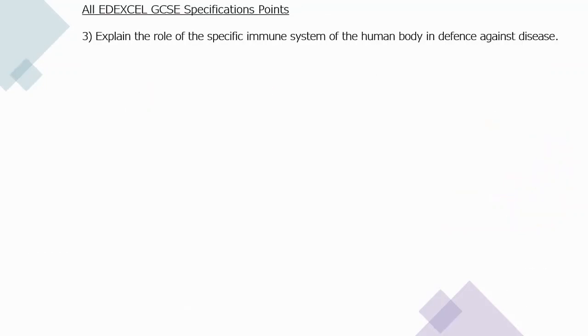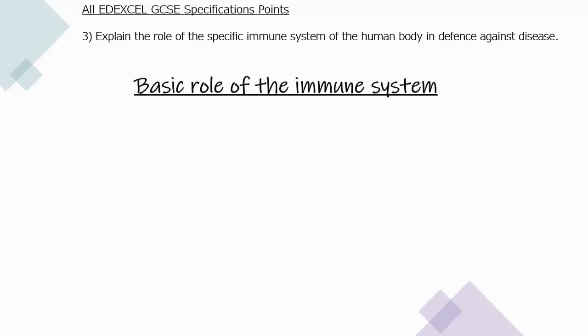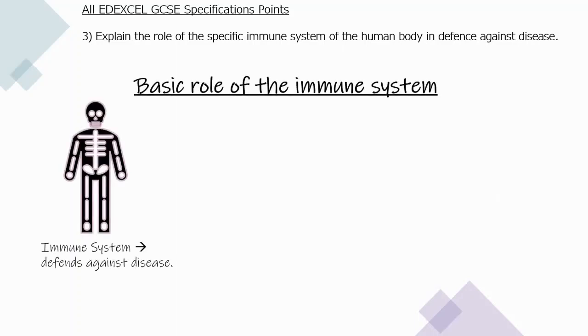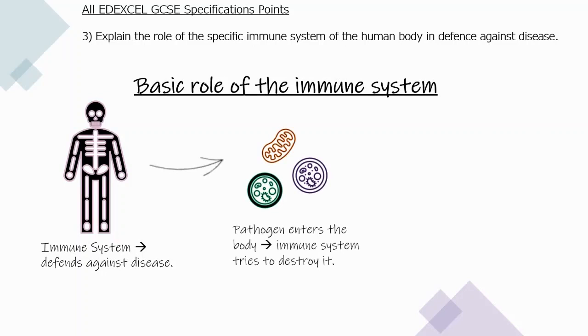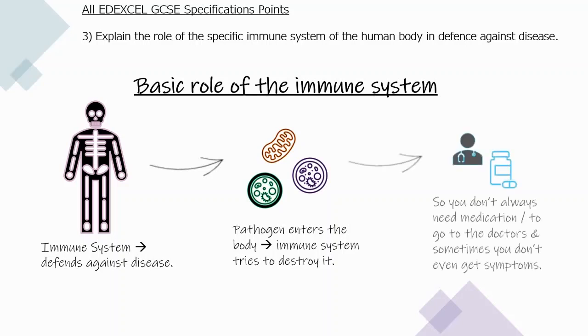So the basic role of our specific immune system is to defend against disease. So if a pathogen enters the body, the immune system's role is to ultimately destroy it. And the good thing about the immune system is that it has memory, so you don't always need medication and you don't always need to go to the doctors, and sometimes you don't even get symptoms.